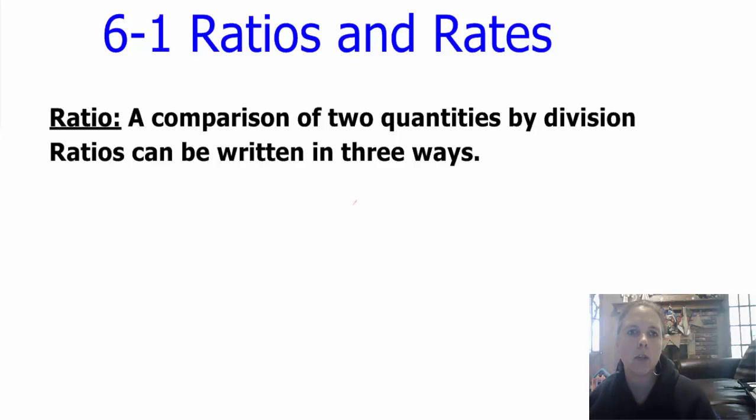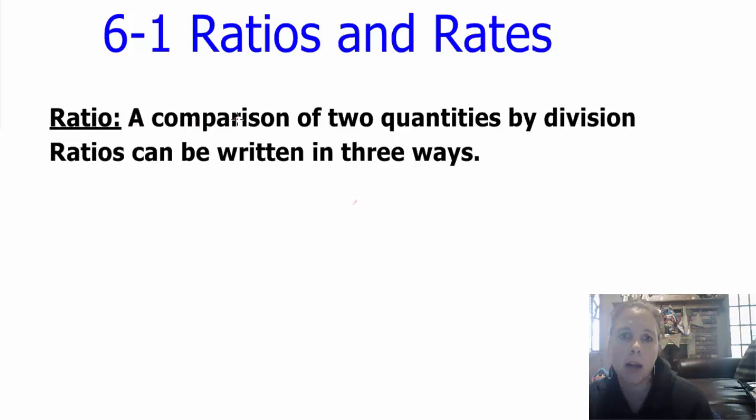Okay, today we're going to do section 6-1, ratios, rates, and then in a minute we'll do unit rates. I'm actually splitting 6-1 into two sections, so this will be the first one. You're going to have some vocab words. So the first one is ratios. So you need to make sure and write these vocab words down.